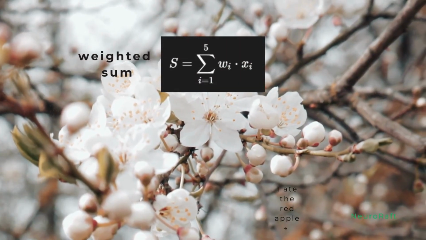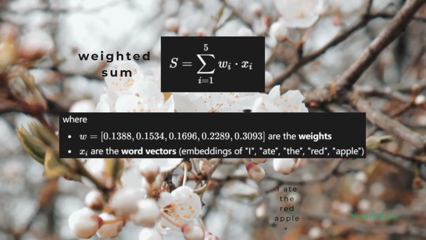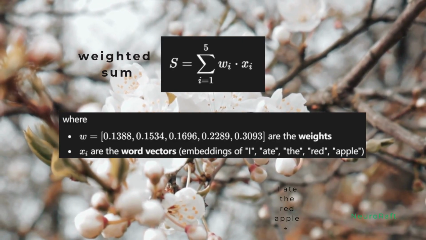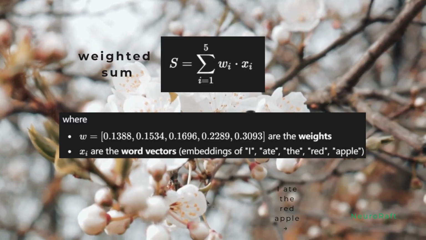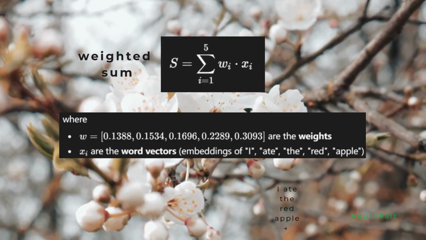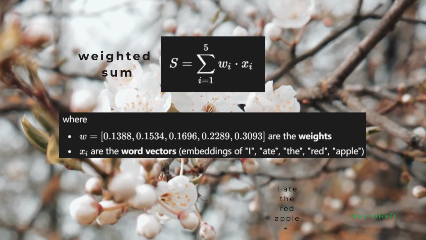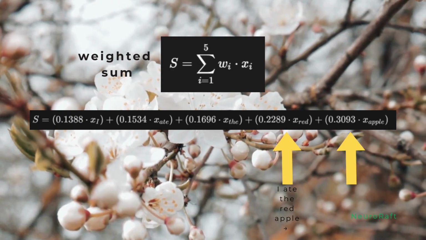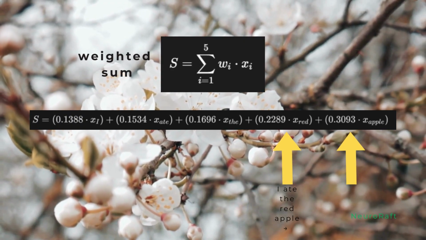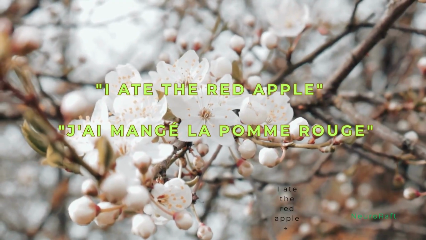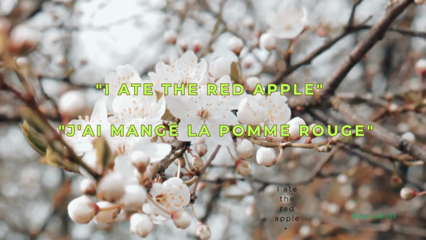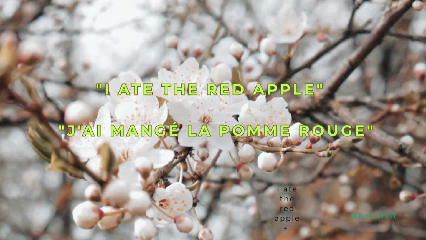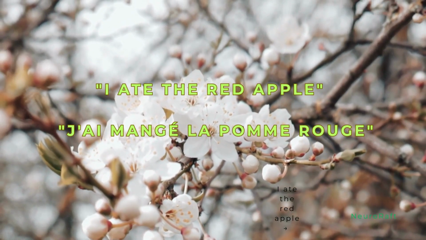Then, the model creates a weighted sum of the words. The weighted sum, S, is the result of multiplying each word's vector, or tensor, which represents a word from a tokenizer, by its softmax weight. This means the model gives more weight to the words with the highest attention scores, apple and red. This allows the model to correctly translate "I ate the red apple" into French words, "J'ai mangé la pomme rouge."